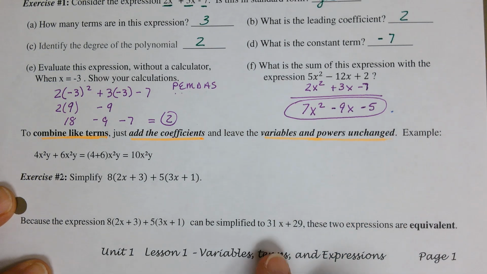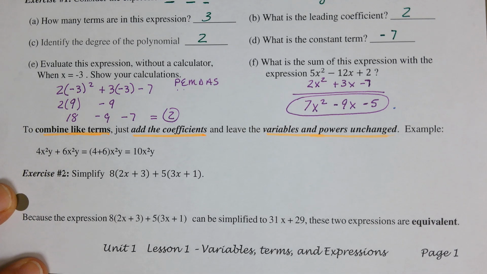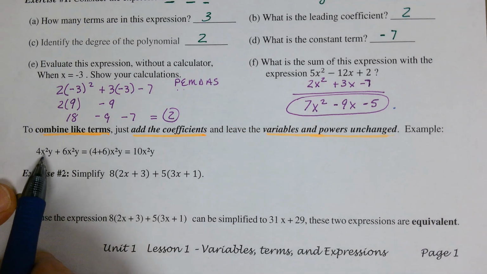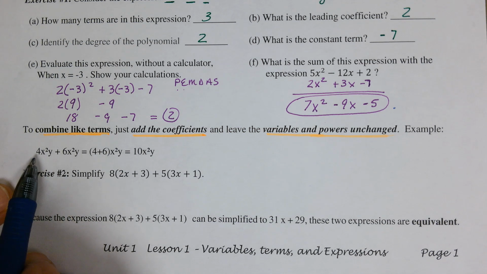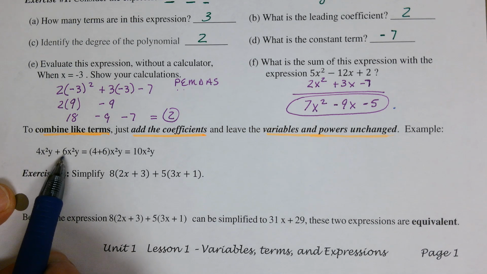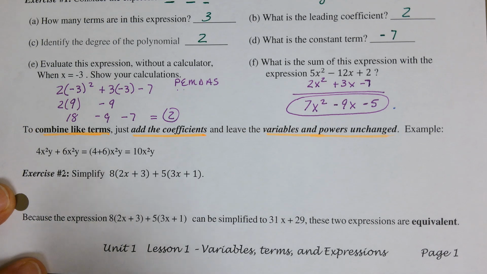An example is worked out for us. We have 4x squared y plus 6x squared y. Variables and powers are the same, so we simply take the 4 plus the 6, the coefficients. That's 10. Carry along the variable and power, 10x squared y.